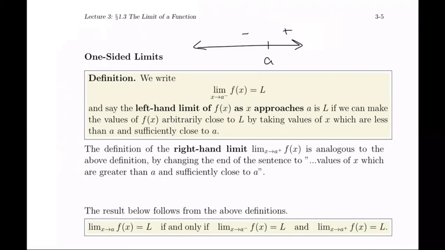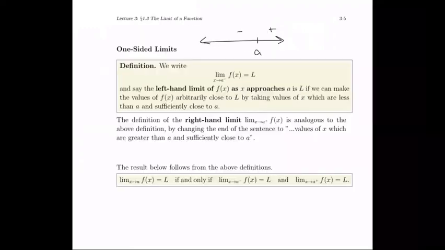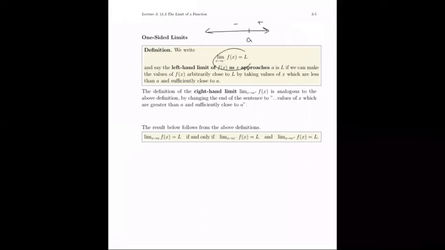If we wanted to approach a from the right, then we would come in this way, and if a was 2, it'd be 2.1, 2.01, 2.001, and so on. So that's a left-hand limit, and it's basically the same language as the two-sided limit.